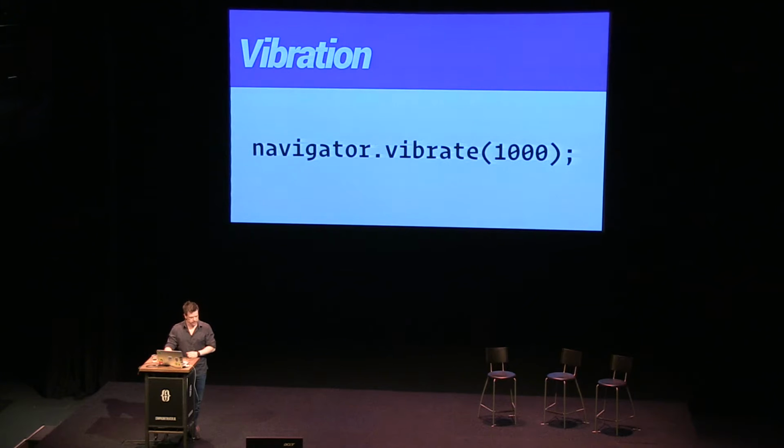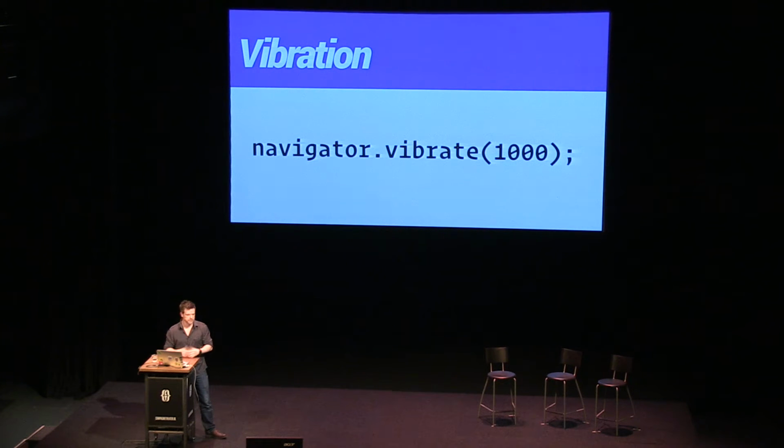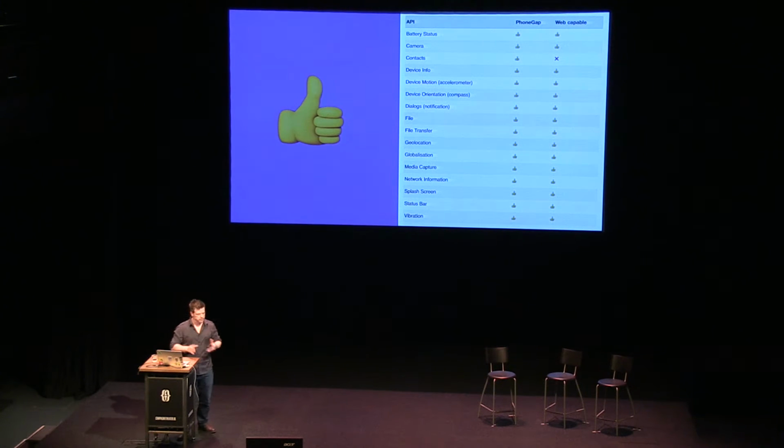And we have navigator.vibrate, so we can actually vibrate the phone. If anyone's seen the Chrome offline page with the dinosaur, if you crash into the cactus, it vibrates. It's just using this API. So generally, it's looking pretty good.